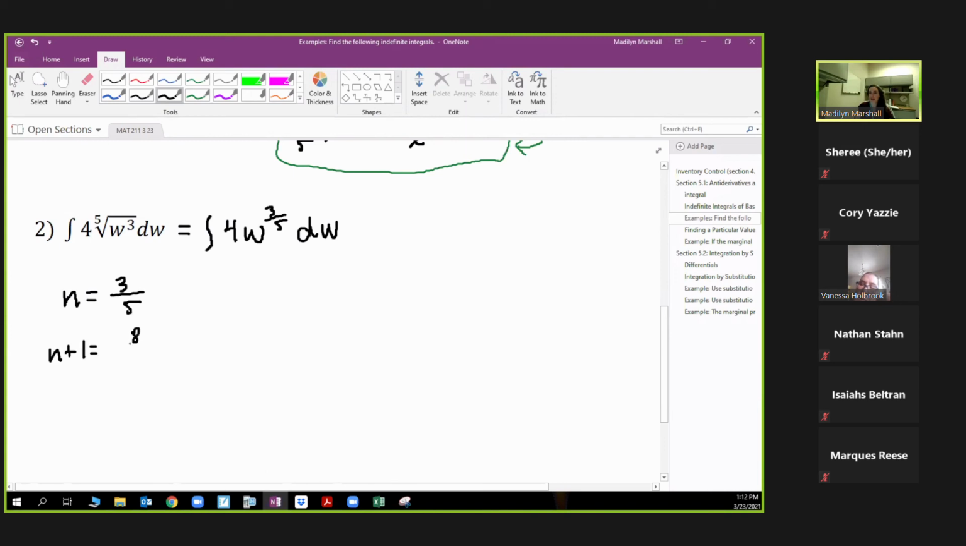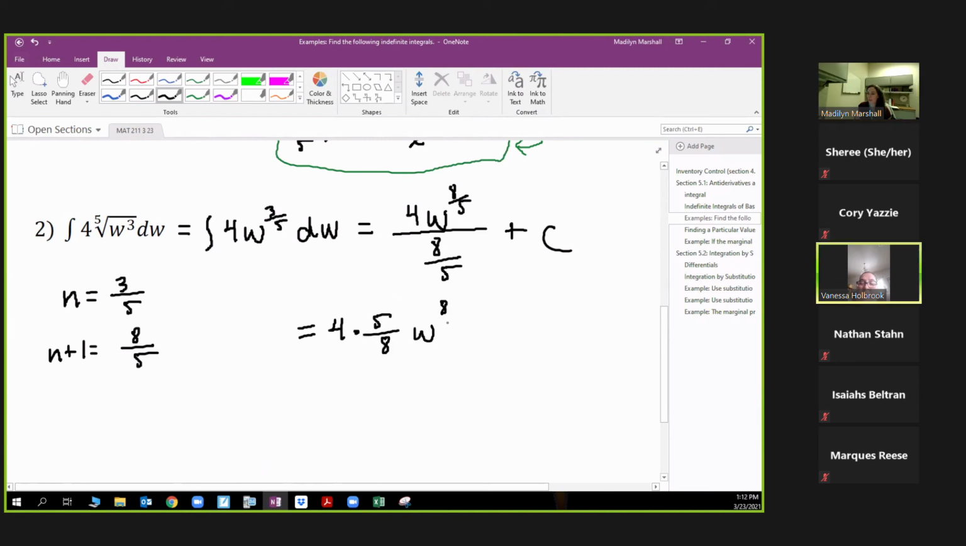N plus 1 is now going to be 8/5. And so that's our new exponent. So would it be 4W to the 8/5? Yes, 4W to the 8/5 divided by 8/5. So we're raising our power by 1 and dividing by that new power, which really means we're multiplying by the reciprocal of the new power.